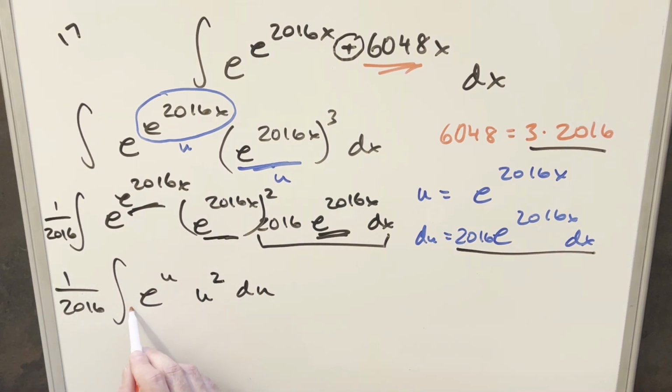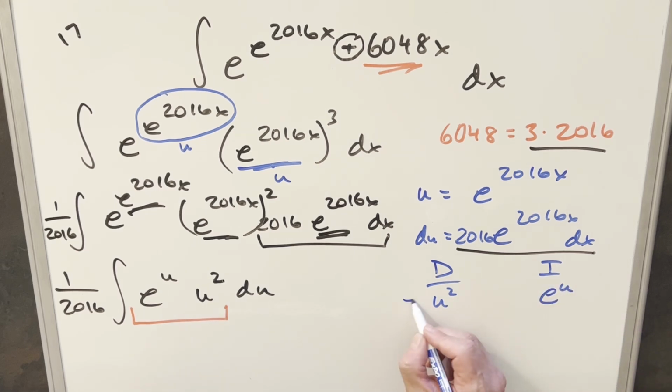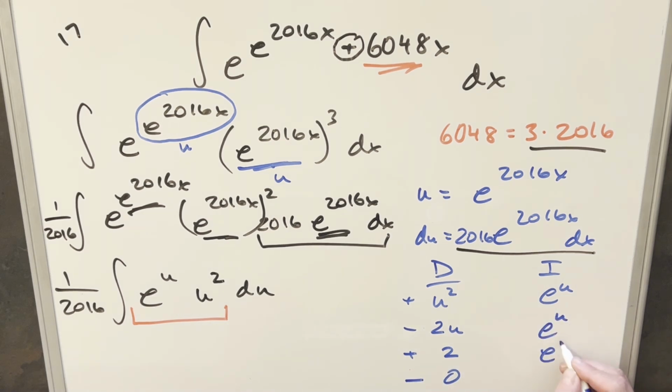But now with what we have right here, this is in good shape for integration by parts. We'll use the DI method on this over to the right. What I'm going to do is differentiate u squared and integrate e to the u. We're going to have to do this a few times. When I differentiate u squared, we get 2u. Do it again, we have a 2. Do it one more time, we get 0. Integrating e to the u, we get e to the u, e to the u, e to the u, on and on forever. Now we can actually stop here because we have a 0.